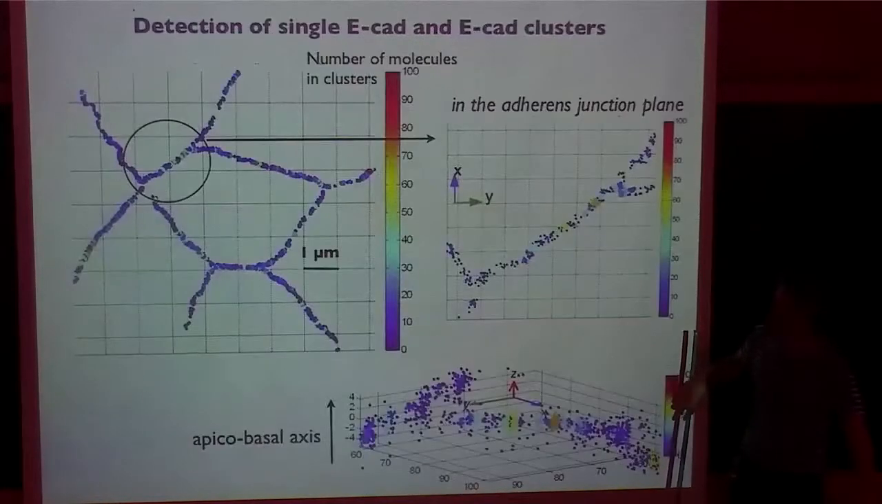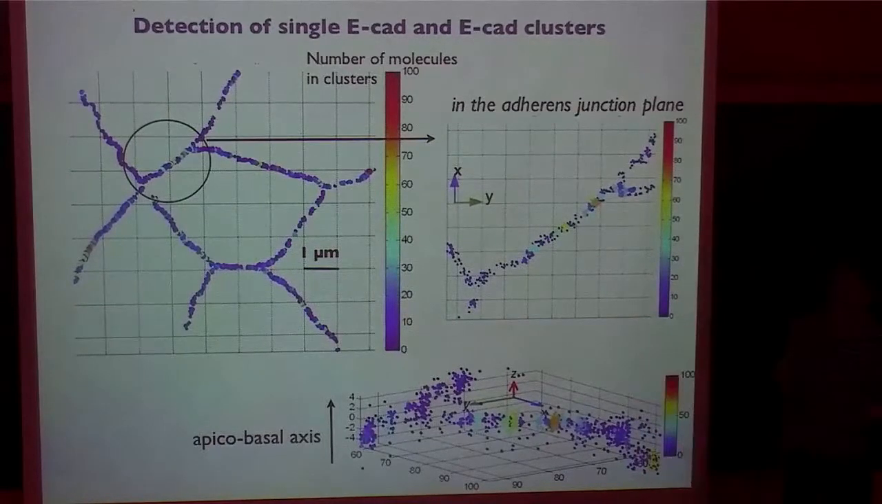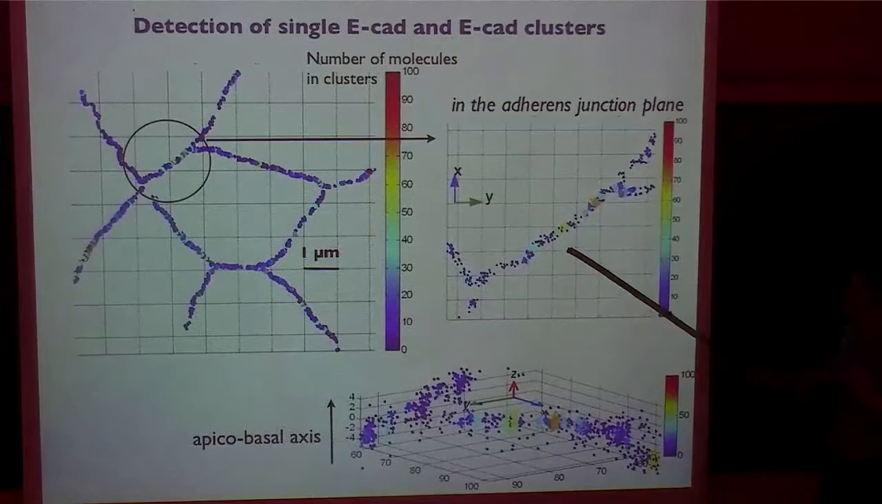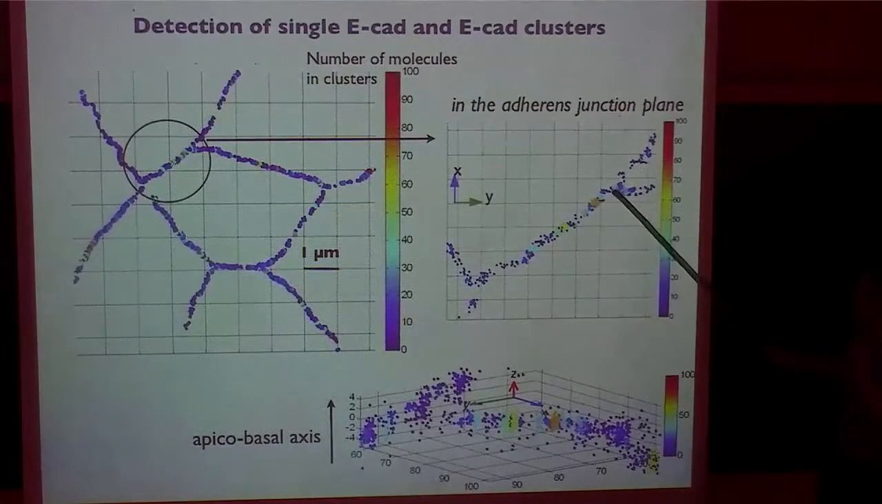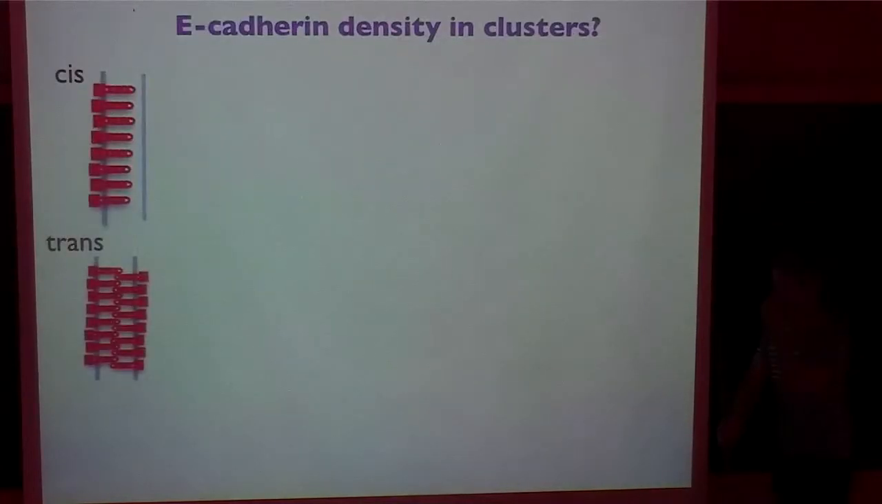So we localize the molecules, and now we have a map of the E-cadherin molecules in epithelia. Each of these points is an E-cadherin molecule, so you can see how they're organized. There are clusters that we can recognize. Here the colors correspond to the number of molecules per cluster in the plane of a junction, with an oblique view. So we can now address different questions.